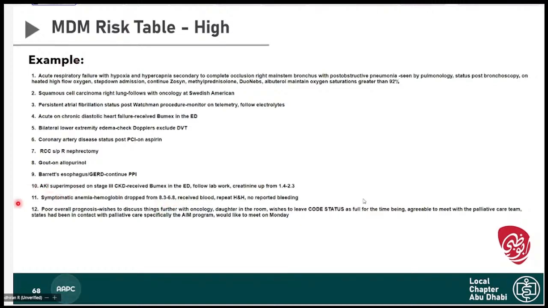That is the reason the provider documented poor overall prognosis, wishes to discuss the things further with oncology. So this type of statement we can directly consider for the high level. No management is required for this type of condition. We can let them have a peaceful death.